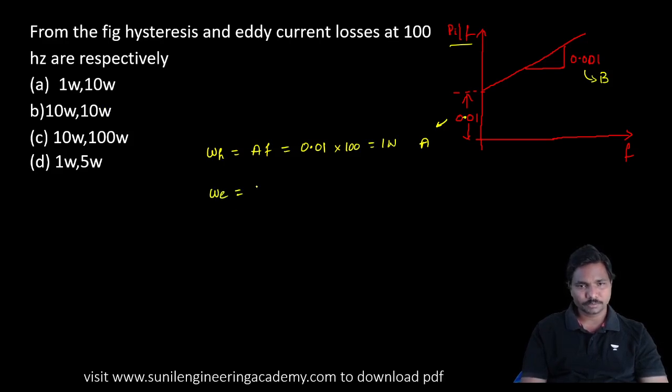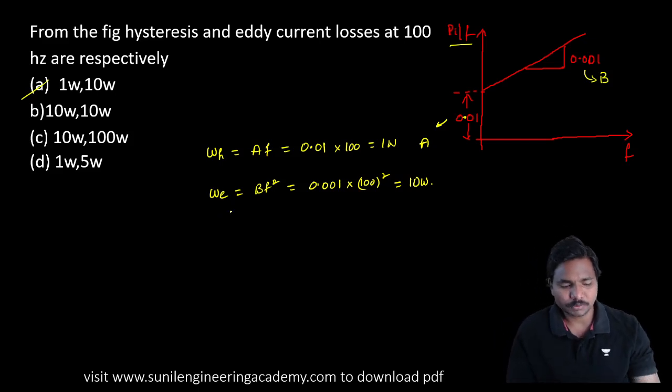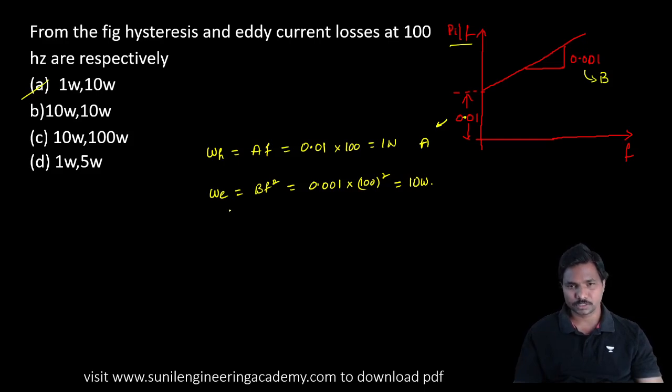Eddy current losses are BF square. B is 0.001, F square means 100 square, that is 10 power 4. Here 10 power minus 3, so 10 power 1. That is 10 watts. So the answer is option A. All of you clear? Very simple question. If we know A is the constant and B is the slope, we can easily get the idea.